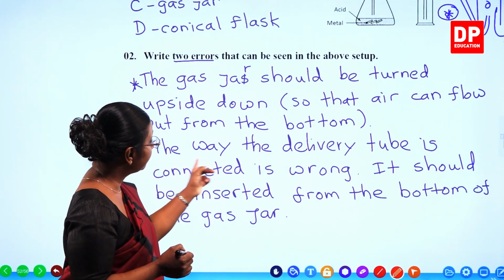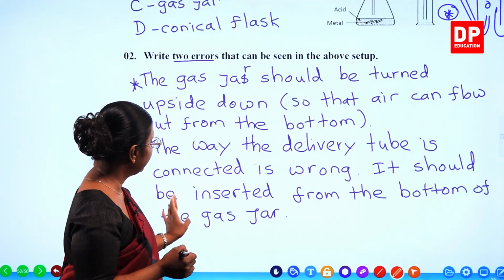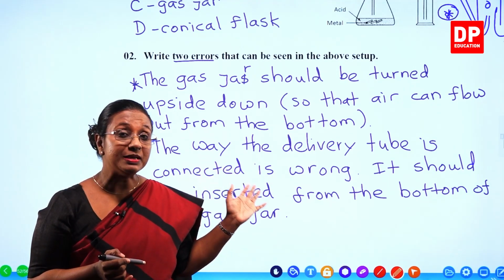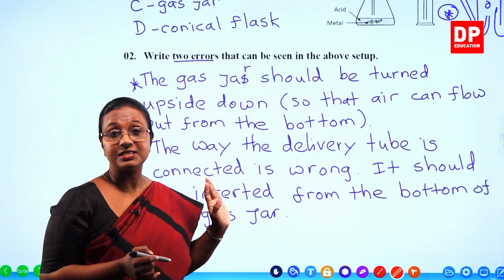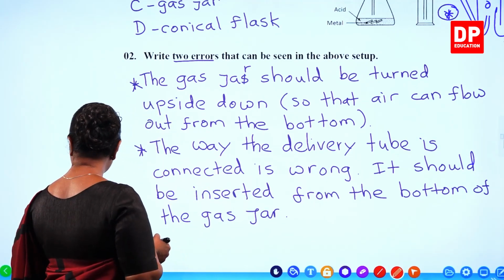And then you can write this correction. And the second one, the way the delivery tube is connected is wrong. So it should be inserted from the bottom of the gas jar. So I have written the mistake and the correction as well. So those are the answers for these questions. There are a few more parts there. I'll move on to the next slide.